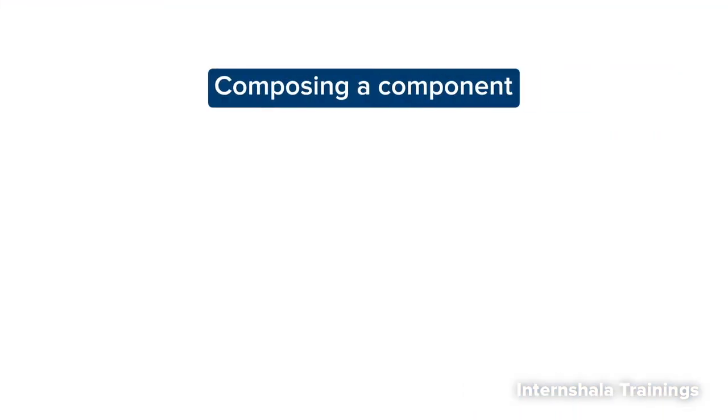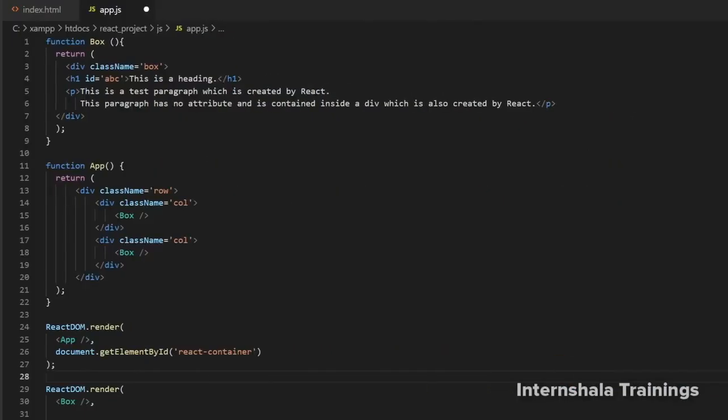So, let us now understand how we can use a component to build a larger UI component. Let us have a look at the code. Here, we have multiple small components which are together making a bigger component, that is App. Also, these components form a parent-child relationship.